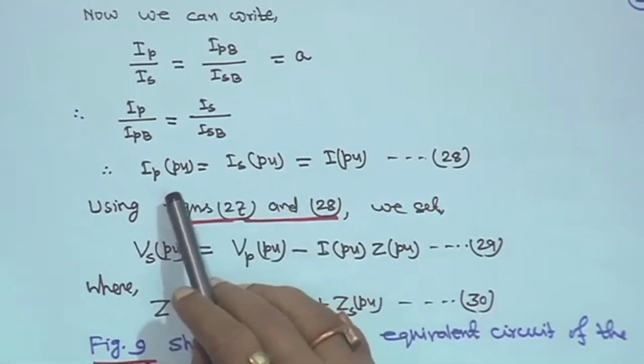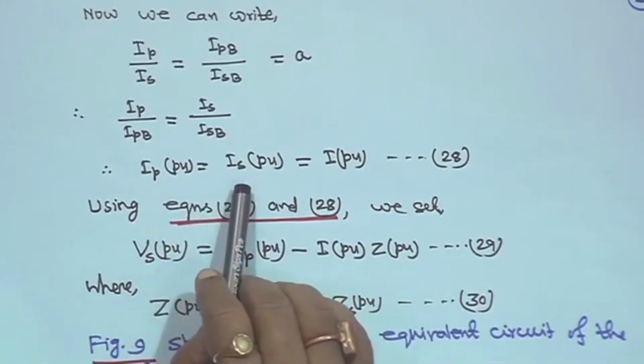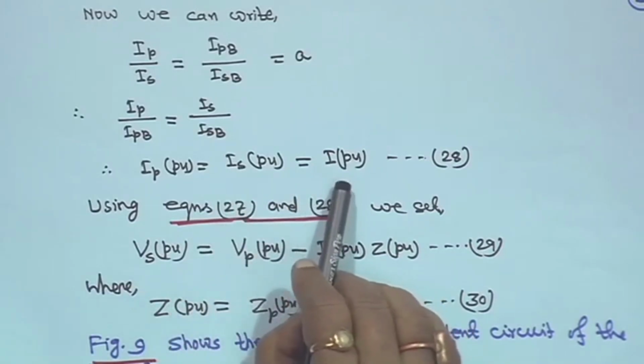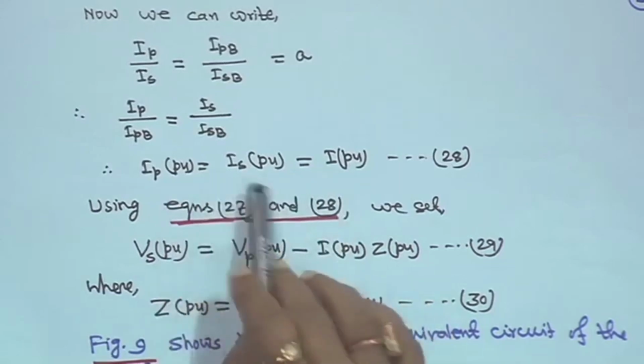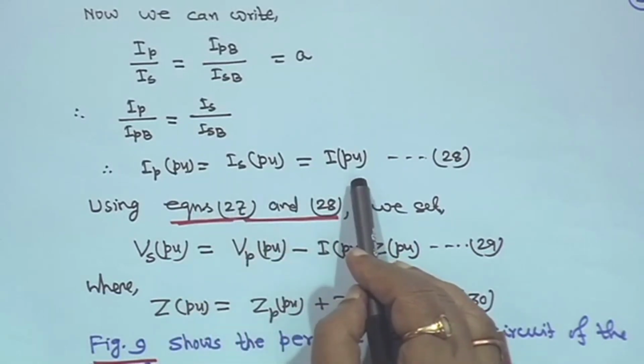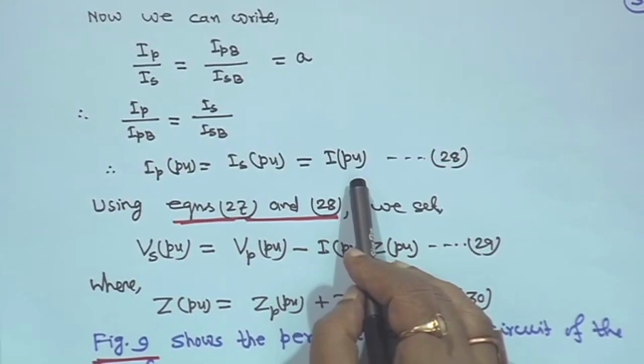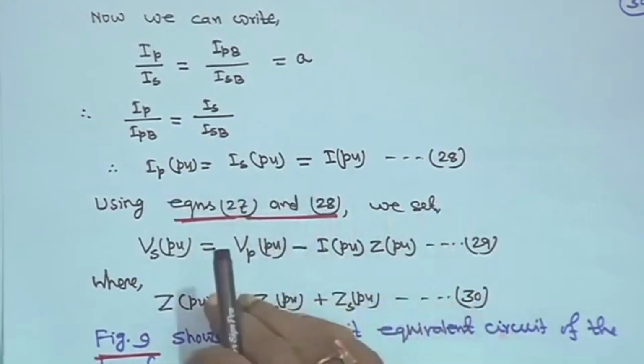That means, in per unit, primary side and secondary side both the currents are the same for the transformer. We assume a single value, that is instead of P or S we will simply write I per unit, that is the per unit current, because the per unit current on primary and secondary side both are the same.